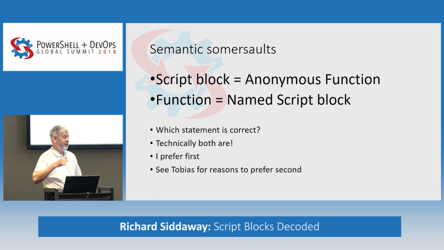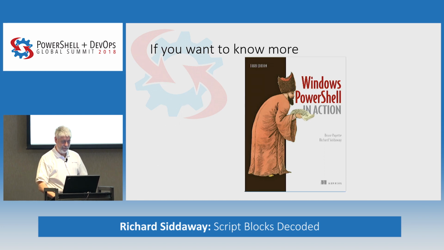So a script block is an anonymous function, is the one that I think, and you'll see why when we get a little bit further through.